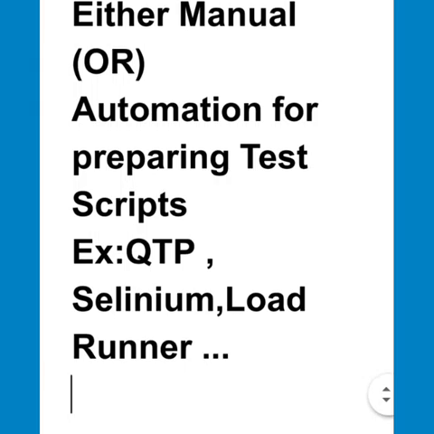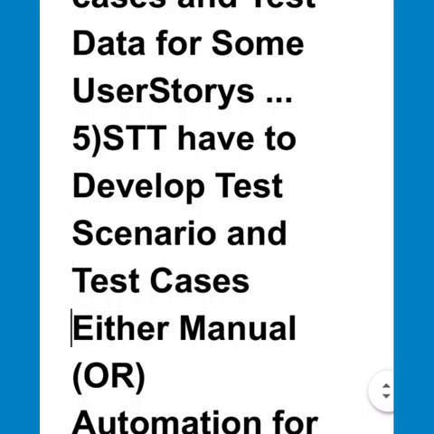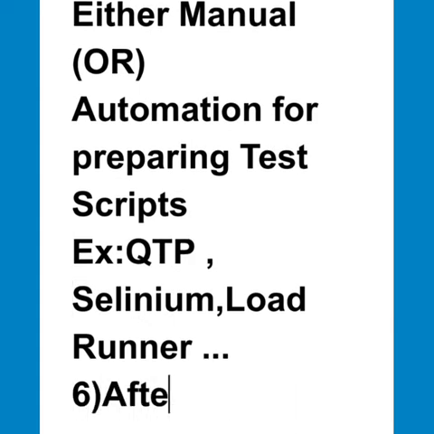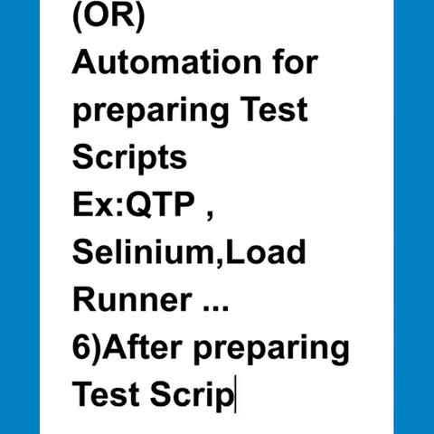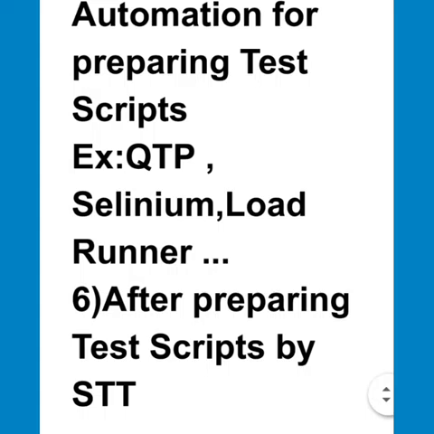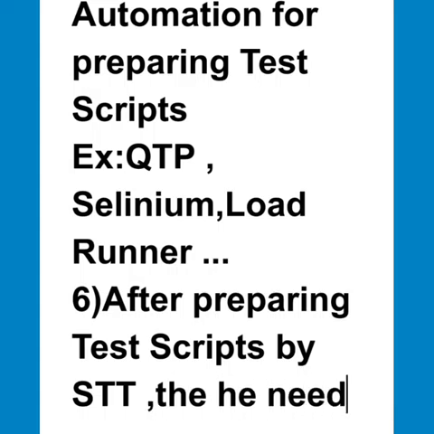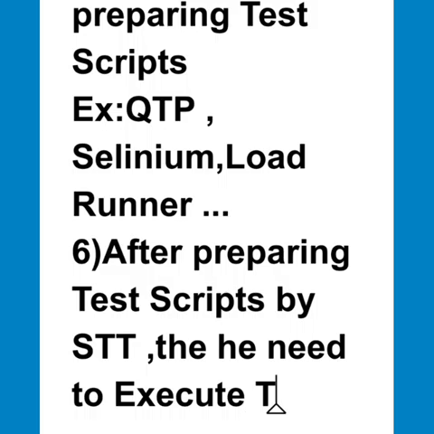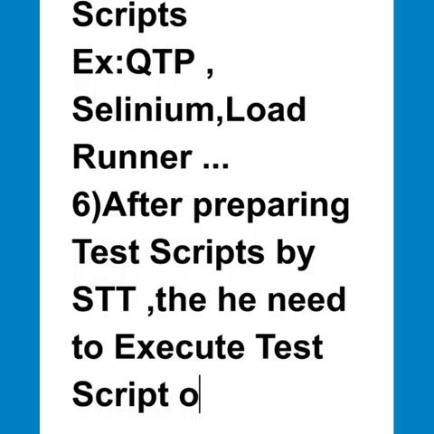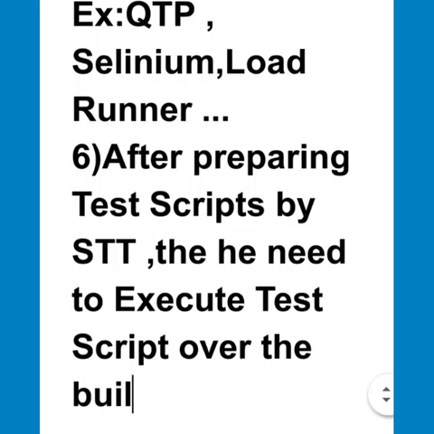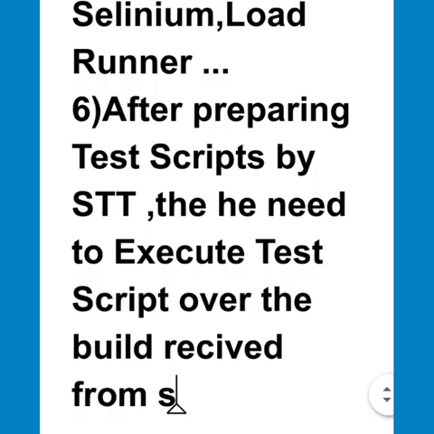Then after that, once after preparing the test script, the point number is 6. After preparing the test scripts, the Scrum Team tester needs to execute the test script. He needs to execute the test script over what? Over the build received from Scrum Team developers.